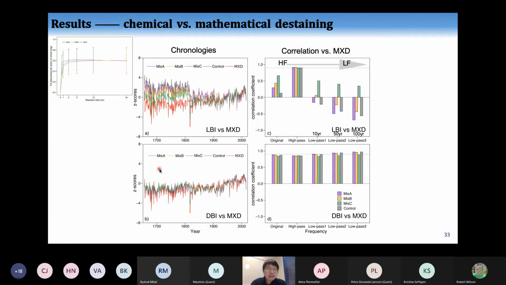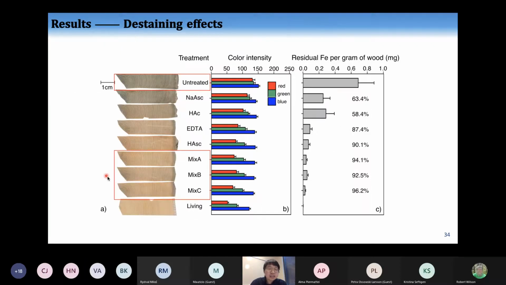Another very surprising result is that the chronologies measured from chemically treated samples were very similar to those measured using the untreated control, although the colors of these samples were quite different. So these results suggest that we don't need to use any treatments, and we can directly use the delta blue intensity data measured from the untreated samples.